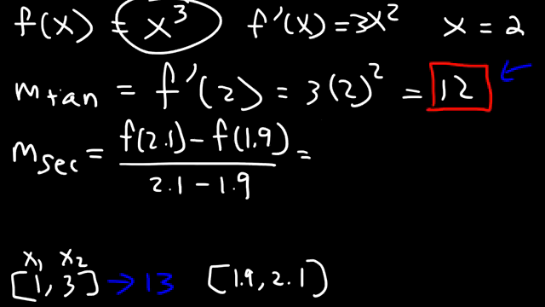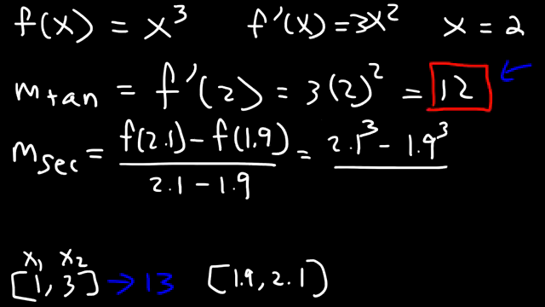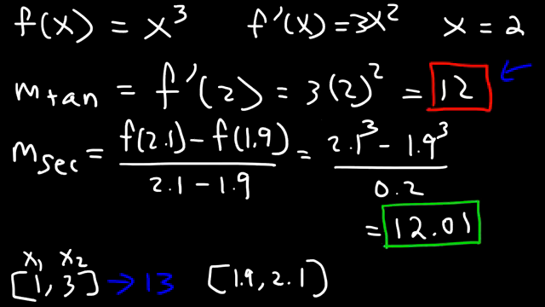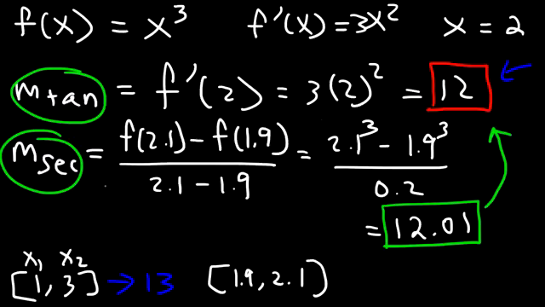So let's plug in 2.1 into that expression. That's going to be 2.1 to the third power minus 1.9 to the third power. 2.1 minus 1.9, that's 0.2. So if you plug this in, you should get 12.01. And notice that this is a very good approximation to the slope of the tangent line. So notice that the slope of the secant line approximates the slope of the tangent line as these values get closer and closer to 2.